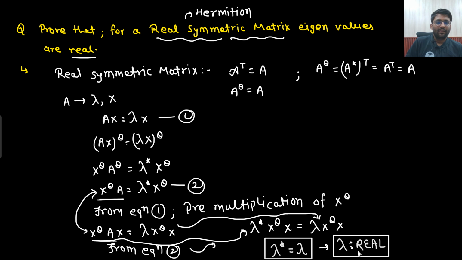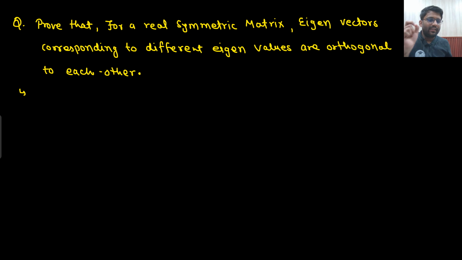Okay. Which of the following statements are true? In that kind of questions, these questions could be asked. For a real symmetric matrix, the eigenvalues are always real. Yes, it is true. Another statement: for a real symmetric matrix, eigenvectors corresponding to different eigenvalues are orthogonal to each other. Are they independent? Yes, it is pretty sure.